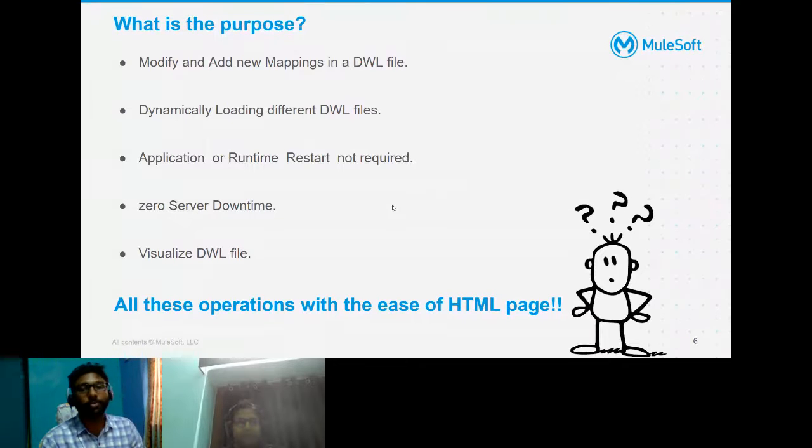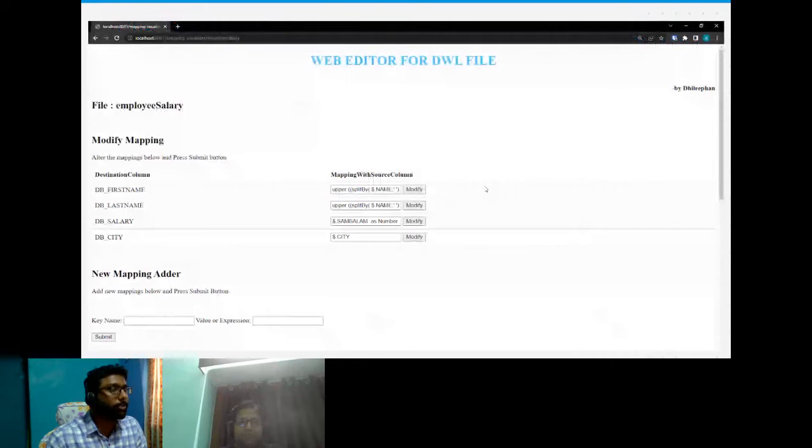And this last one is going to be the main advantage. Whatever I told you prior, you are going to do everything with a web page. You can visualize the things available in the DWL file, and you can modify everything in a web page format. So now this is the final outcome, how your web page DWL editor will look.